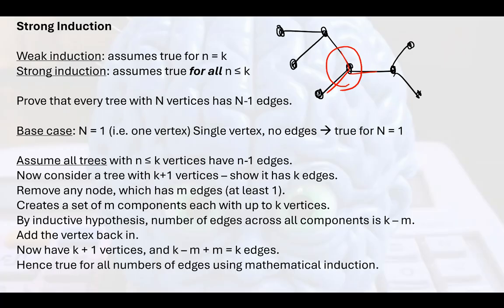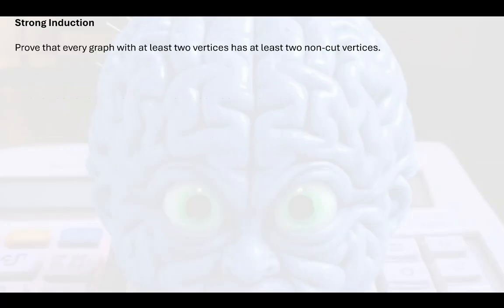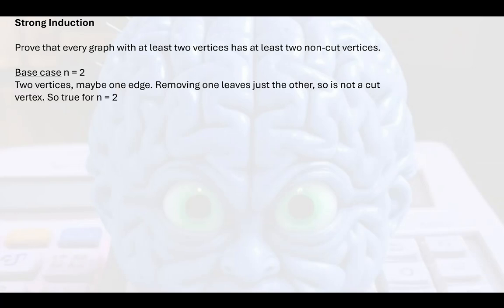Let's see how this works on another theorem, which is that every graph with at least 2 vertices has at least 2 non-cut vertices. So a non-cut vertex is one that you can remove without disconnecting the graph. So we take our base case, n equals 2. There are 2 vertices. It could be an edge between them. There might not be. Removing either vertex leaves just the other. So neither vertex is a cut vertex, because when you remove it, you haven't disconnected the graph. The rest of the graph is still connected because it's only one vertex. So true for n equals 2.